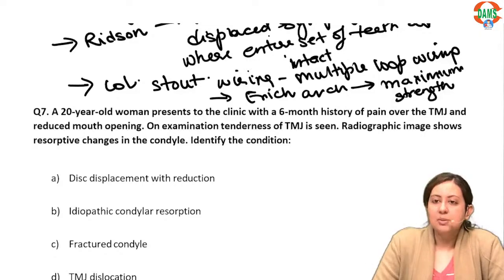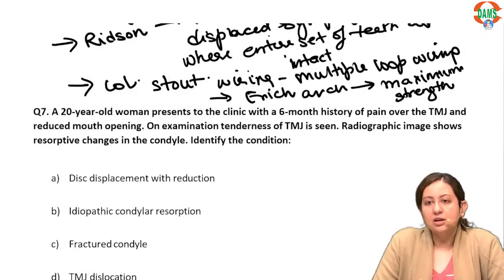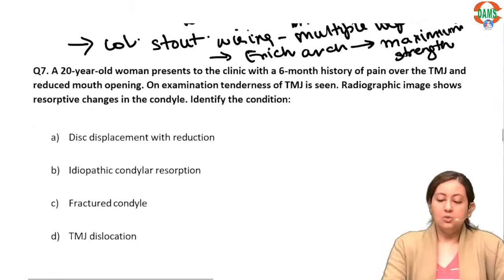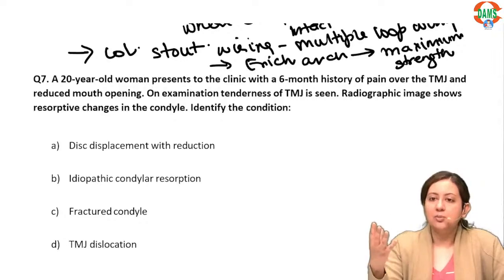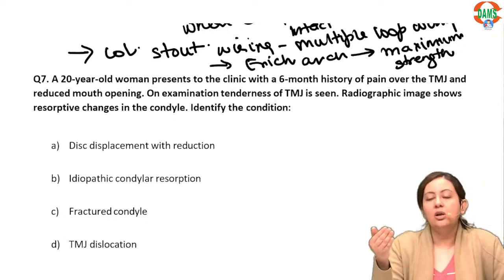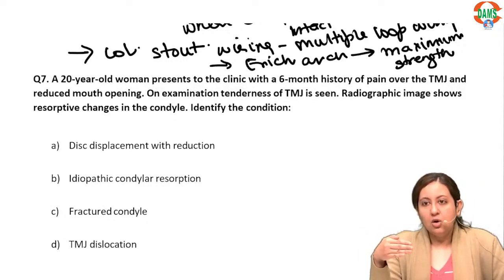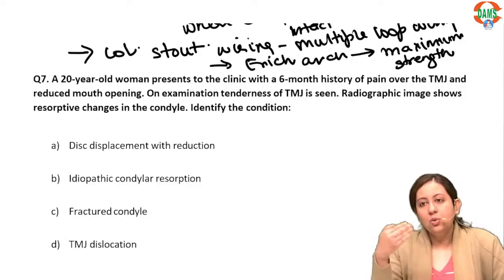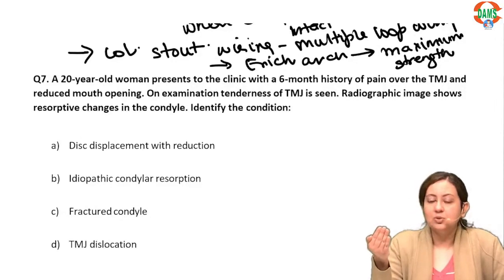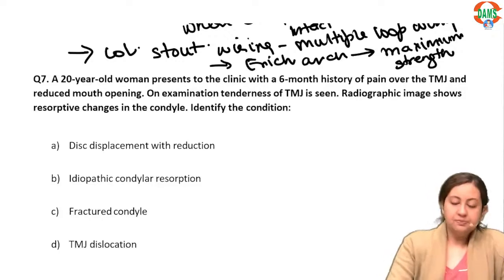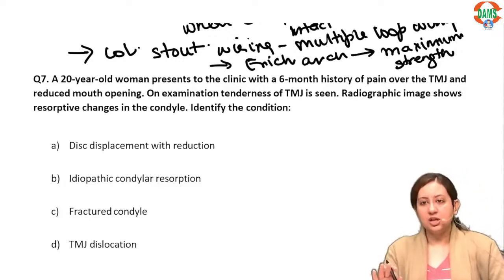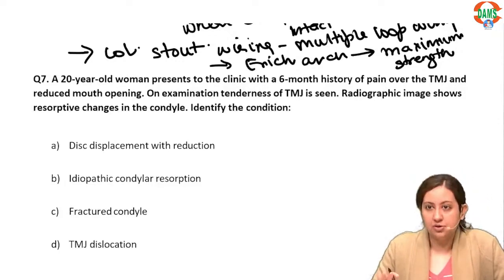Now this type of question you can actually attempt through the elimination method. You do not need to directly jump onto an answer. You can read your options one by one and try to correlate whether each matches the description given in your question. First of all, we will see option A, that is disc displacement with reduction.